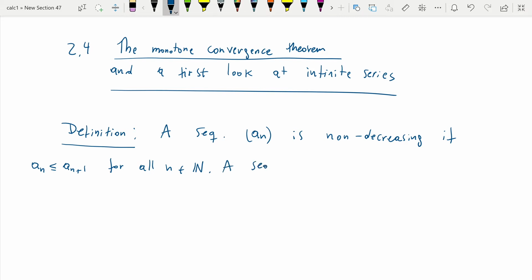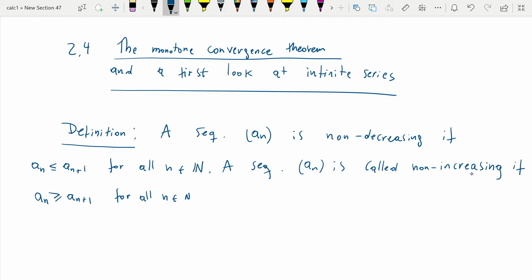A sequence a_n is called non-increasing if a_n is greater than or equal to a_{n+1} for all n in N. And if a sequence is either non-decreasing or non-increasing, then it's called monotone.